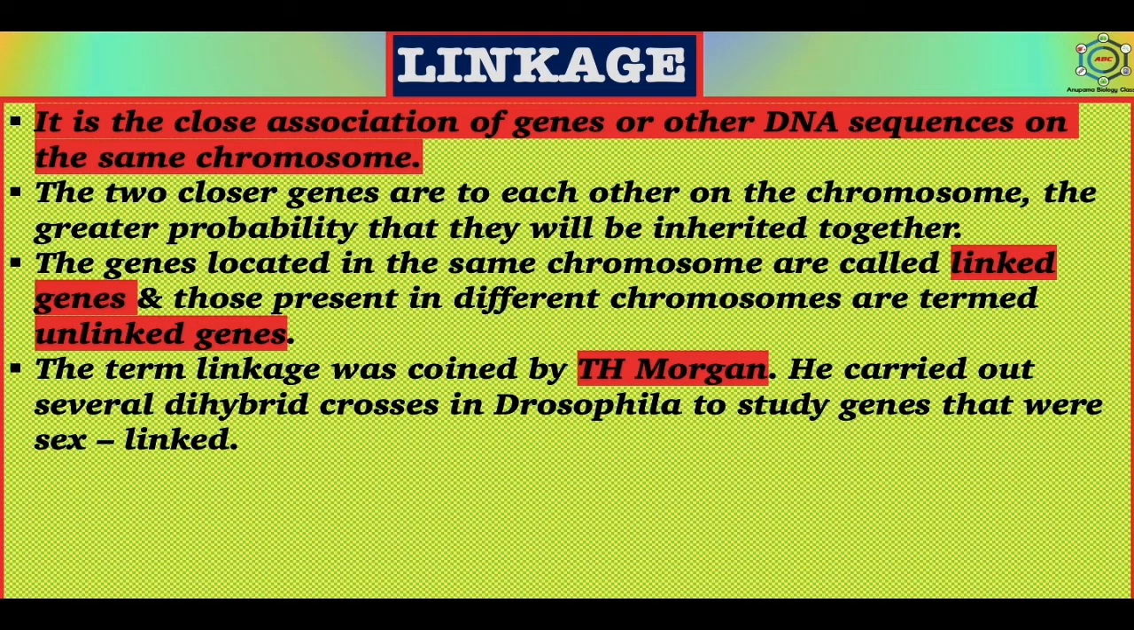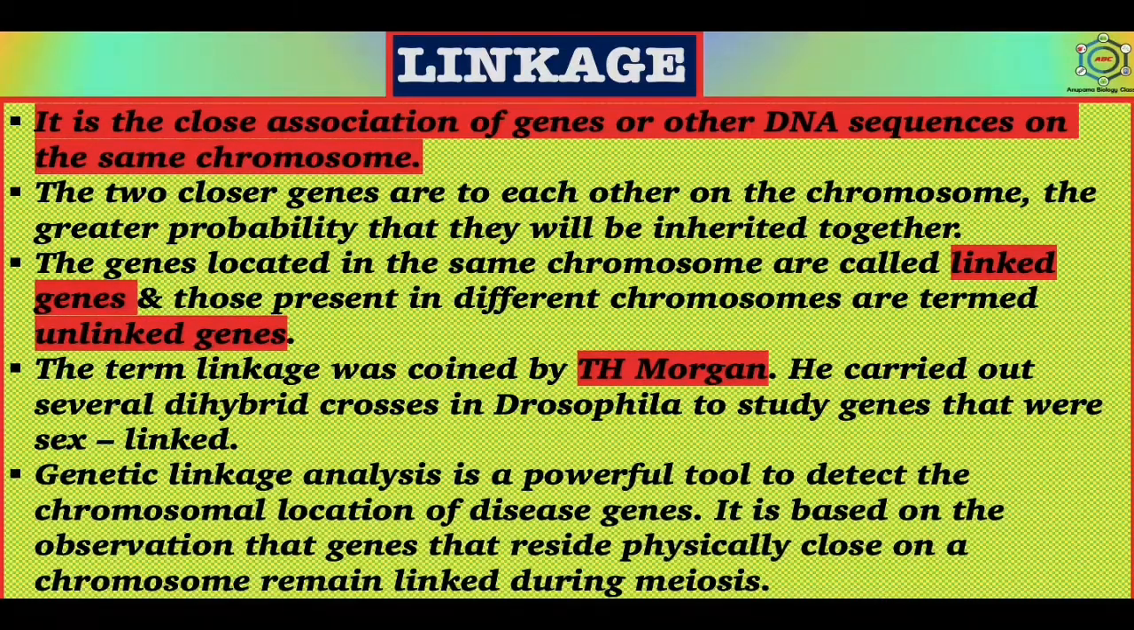The term linkage was coined by T.H. Morgan. He carried out several dihybrid crosses in Drosophila to study genes that were sex-linked. Genetic linkage analysis is a powerful tool to detect the chromosomal location of disease genes. It is based on the observation that genes that reside physically close on a chromosome remain linked during meiosis. So, the principle of linkage explains why in the fruit fly the red eyes and grey body occur in the same individual and why they go together in the gamete and in the next generation.